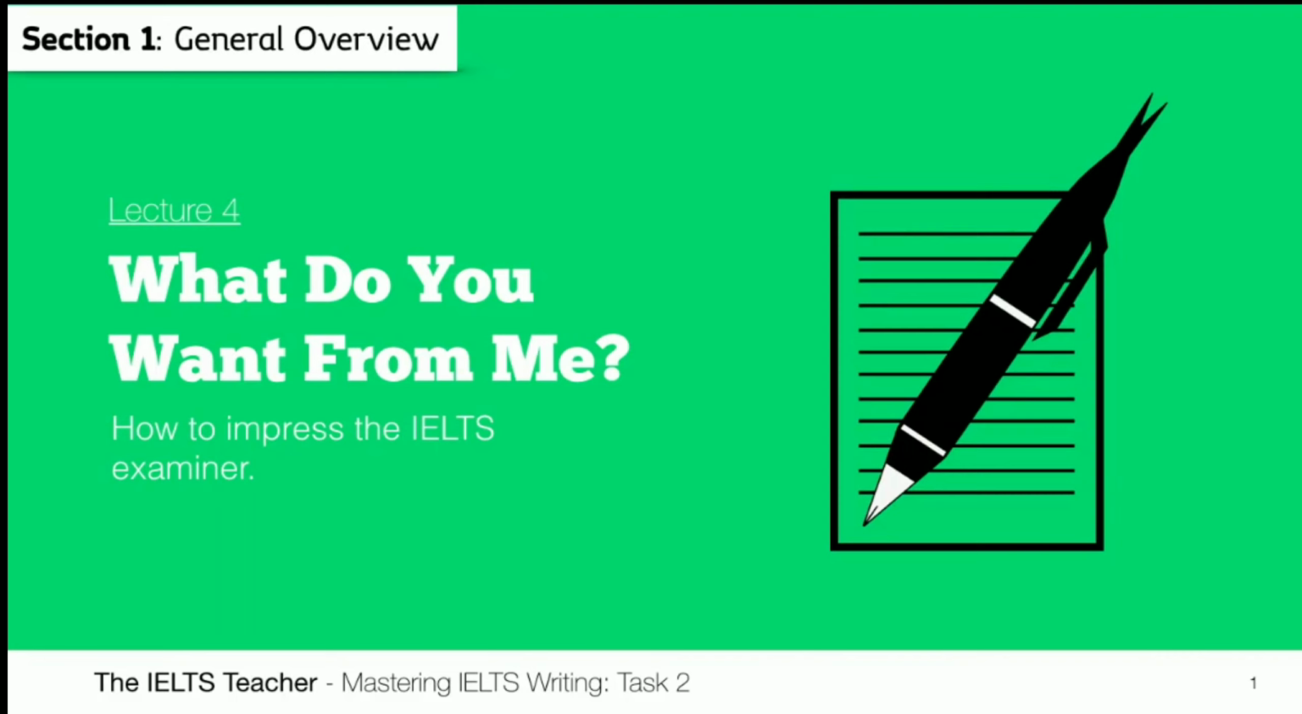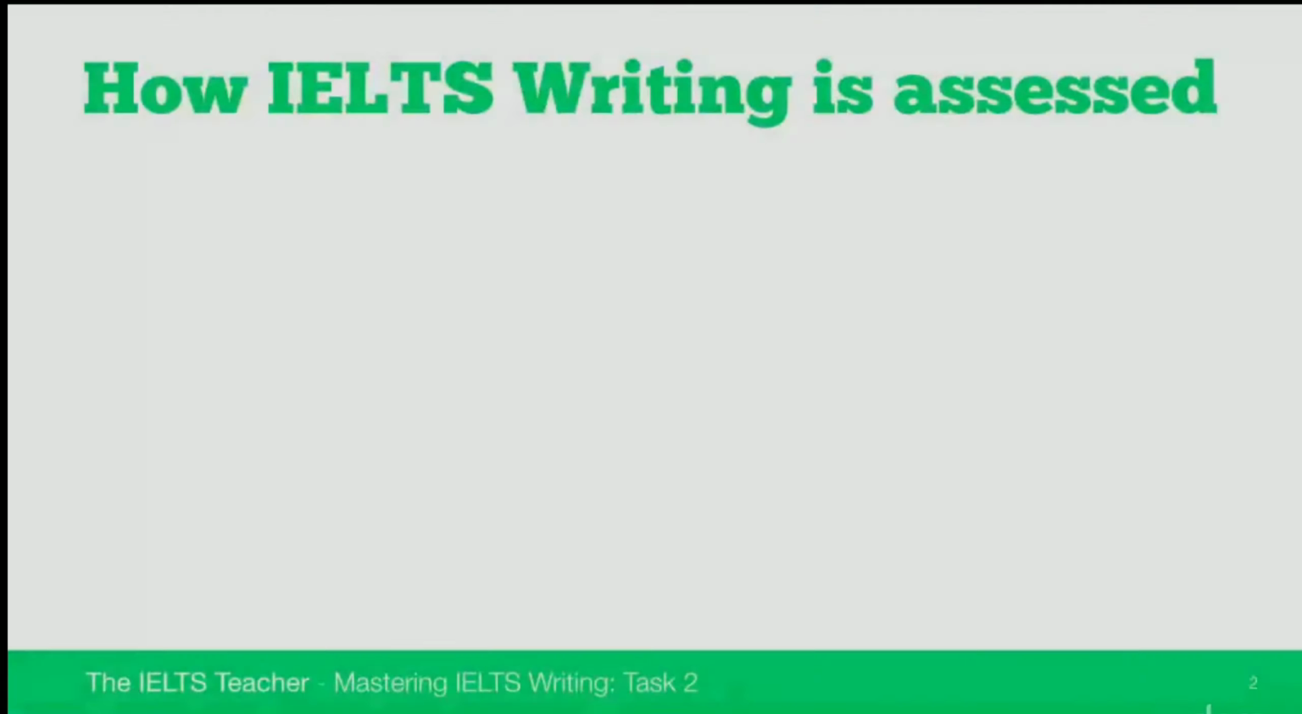Welcome back everybody. In today's lecture we are going to focus on how the examiner grades and marks your IELTS writing Task 2 essay. We are specifically looking at how a Band 7 is graded, but if you are looking to achieve a Band 6 or a Band 8, it may be worthwhile going online and searching for the IELTS writing band descriptors, as that will make it clearer for you regarding what the examiners are looking for in the specific bands. So, how to impress the IELTS examiner.